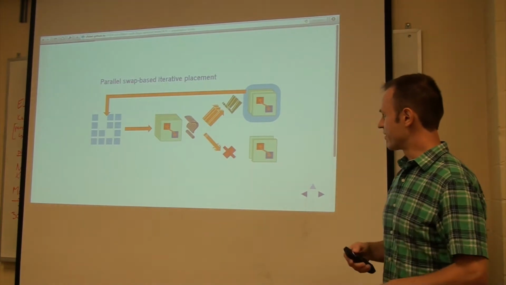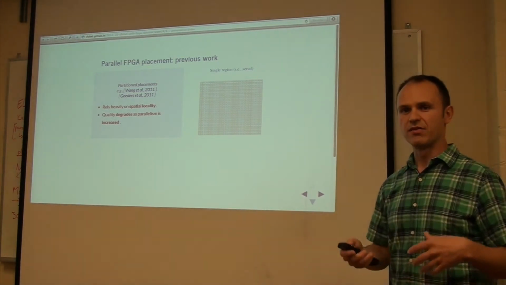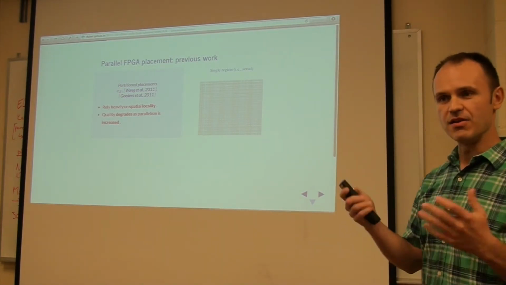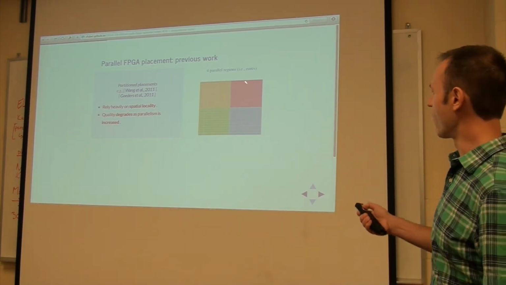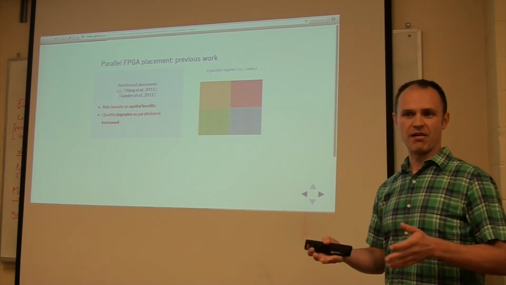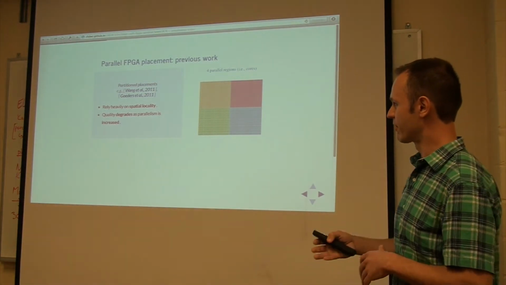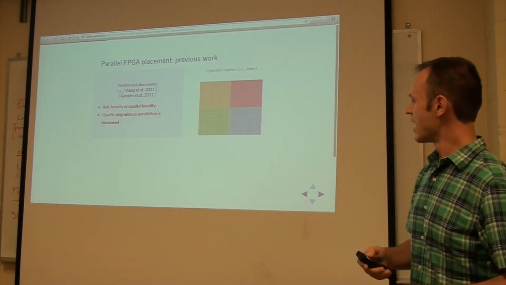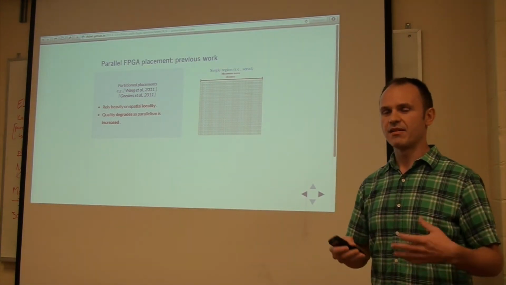So now let's look at some of the ways that this has been addressed. The first category of approaches is what I call partition placements. The idea here is to use spatial partitioning to divide the placement region into different sections, and then have each core process each one of these sections independently. By making a spatial division, you guarantee that there are no collisions between the cores. While this takes care of conflicts, unfortunately it does so at the expense of quality.